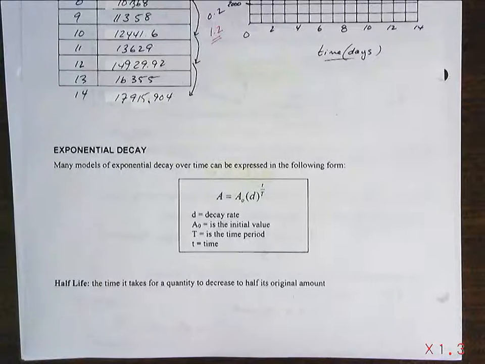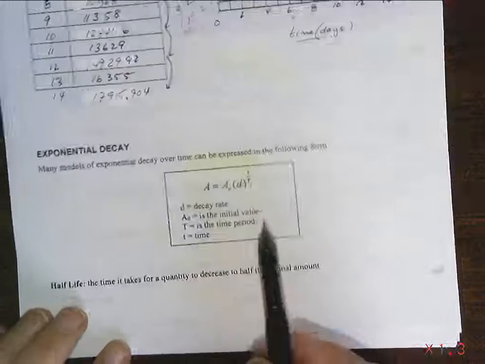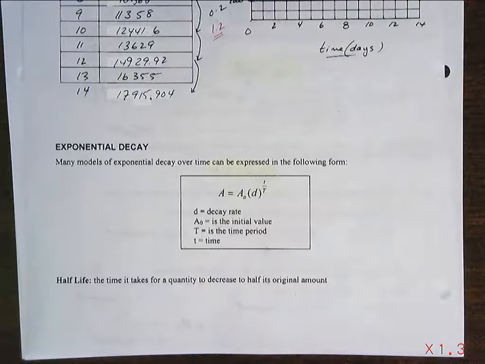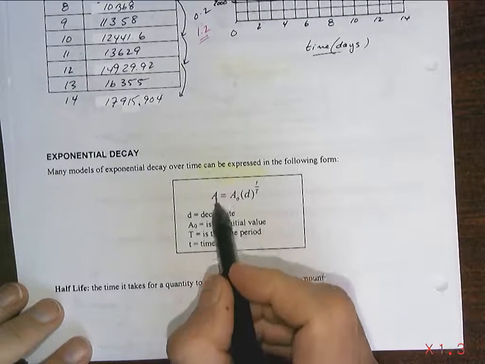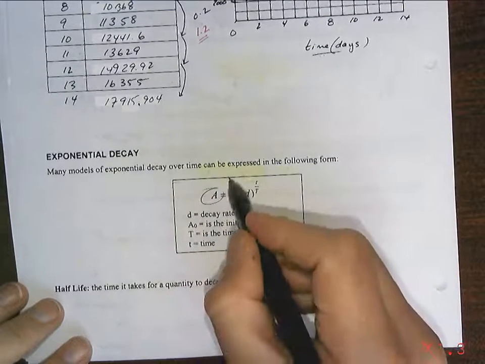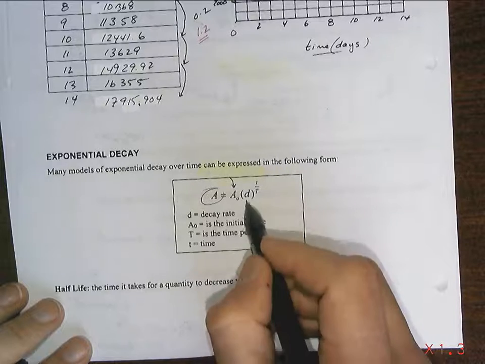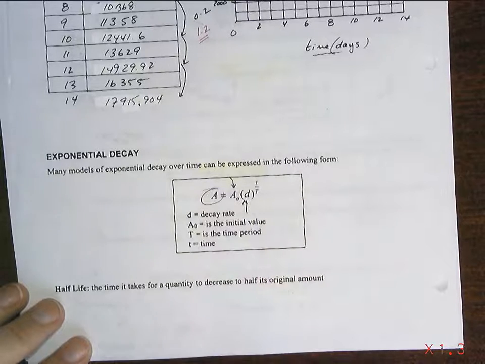Exponential decay. Let's take a look at that. So what's happening now is we're losing stuff. We're not gaining. So this is the same formula. You have your amount. You have your initial amount. You have your decay rate.